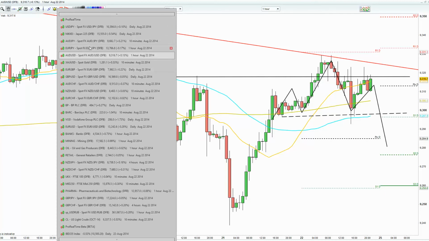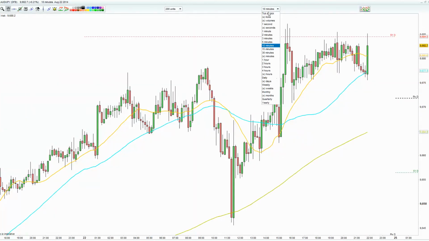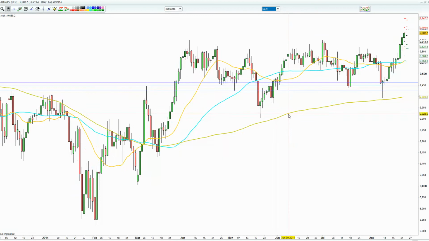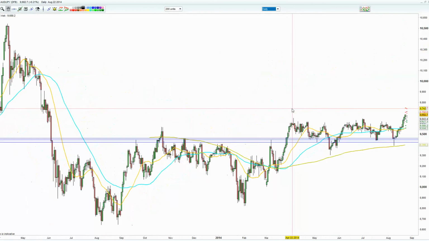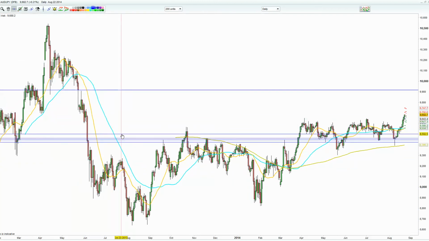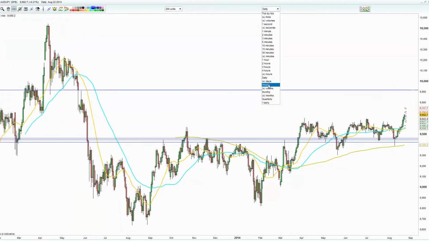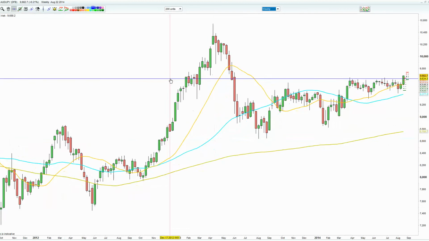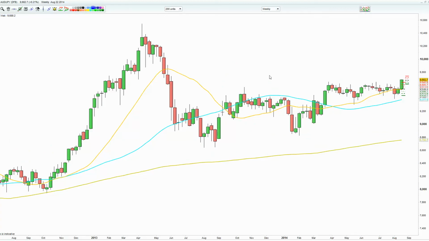So if I observe my Aussie JPY and see exactly what's happening here, let's go to a daily chart. Daily chart is a breakout. Certainly needs to be respected. We have this unfilled gap. Well, actually it's filled for now, so ignore that. Nothing really. Let's just have a look at a weekly chart. And a weekly chart certainly looks very bullish.